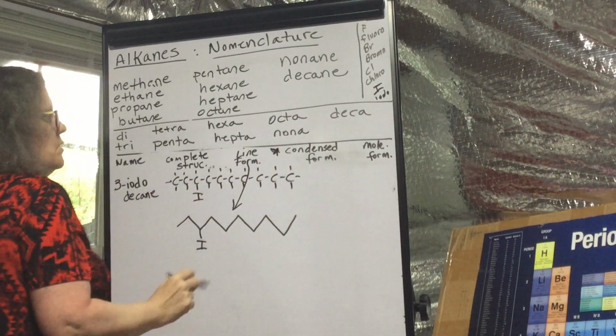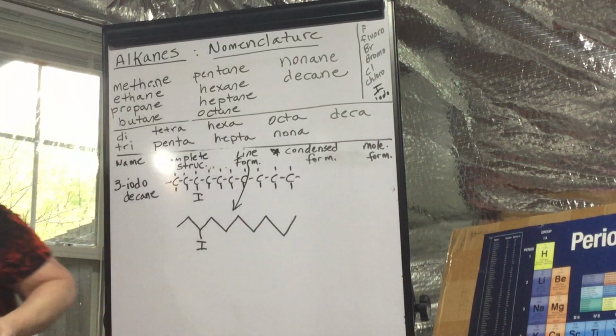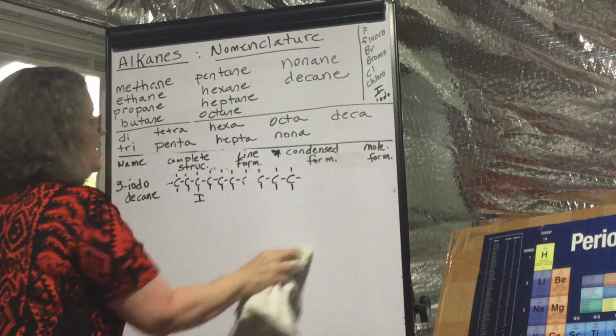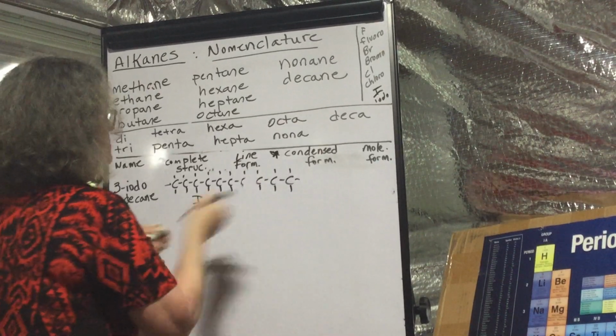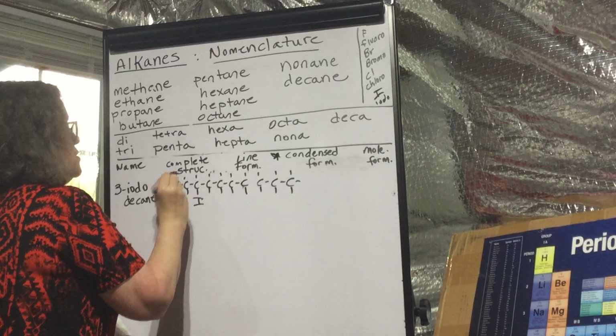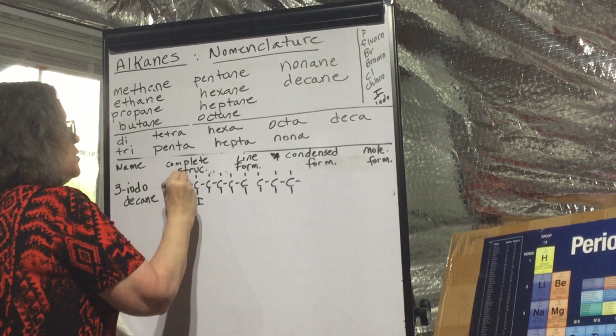Now, I'm going to erase the line formula because it's easier to write the condensed formula right underneath it. Let's put all our little H's in, which is going to take me just a second, okay? And we're going to want that.